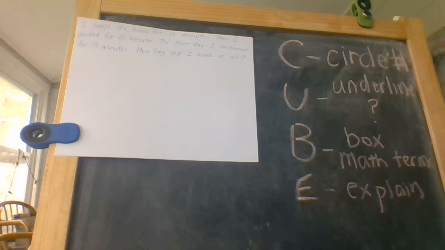So I'm not sure if you can read my problem up there, but it says, I swept the house for 14 minutes. Then I dusted for 15 minutes. The next day I vacuumed for 13 minutes. How long did I work in all? So that's my problem, and I'm going to start my CUBE method with the C, which is circling the numbers.